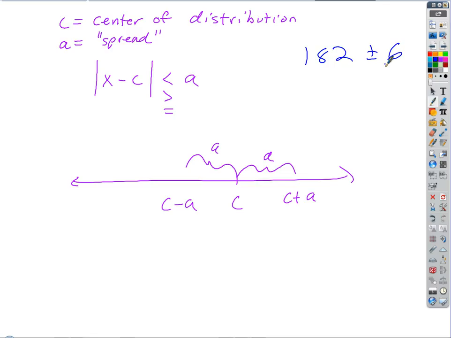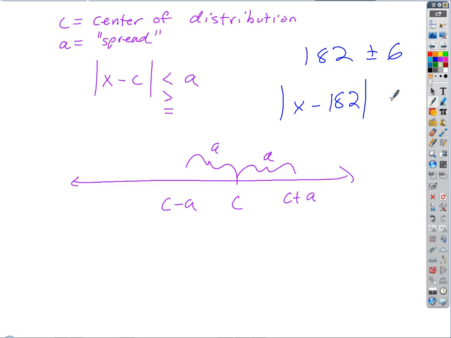What'd you do? Gabe, what do you think? What could you do? It would be X minus 6, right? Now, remember, the center of the distribution. Oh, 182. There you go, minus 182 is what?